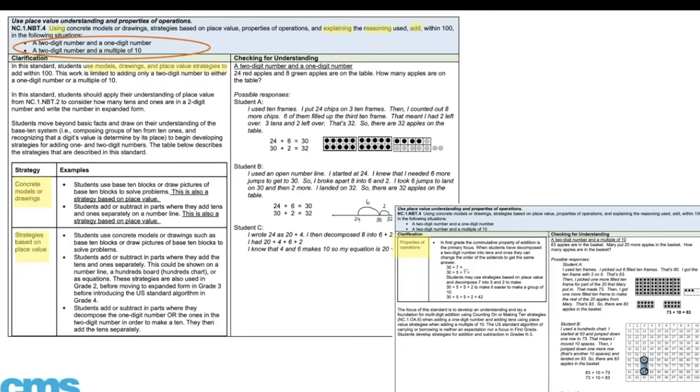Welcome back. Let's highlight some things you noticed in NC1 MBT4. Hopefully some verbs you identified were using models, drawings, and reasoning, explaining, and adding. There are big number parameters for this standard. We are adding a 2-digit number to a single-digit number and a 2-digit number to a multiple of 10.